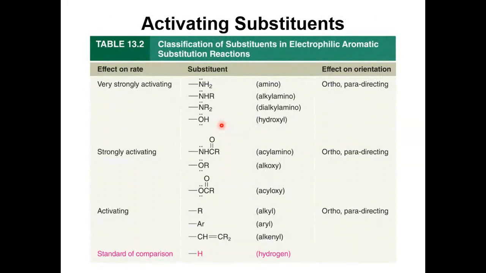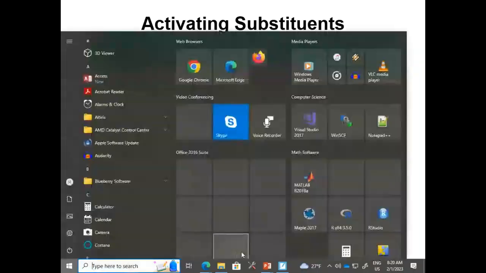Now let's look at what kind of groups are activating. We have already seen that alkyl groups are activating. Aromatic groups are also activating, and if you have a vinyl group, meaning a carbon-carbon double bond attached to the ring, it will also be activating. Why these two kinds of groups are activating is basically that having them attached to the ring will help disperse the positive charge formed in the sigma complex.